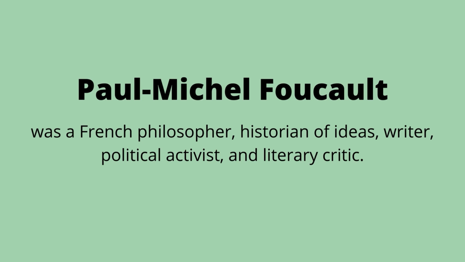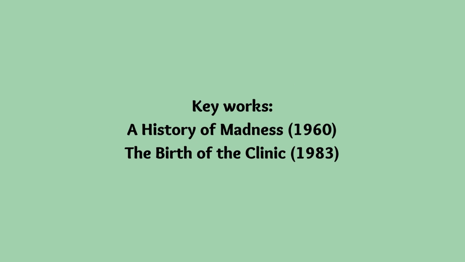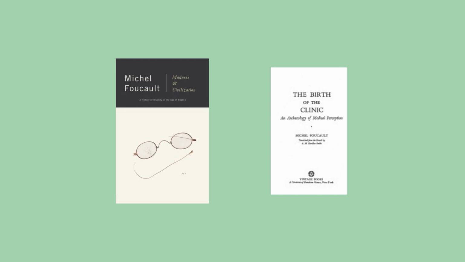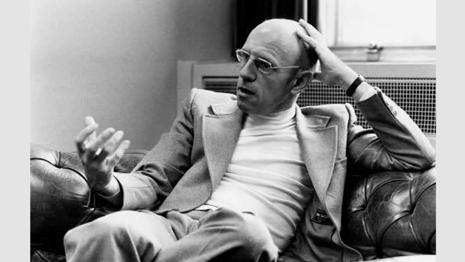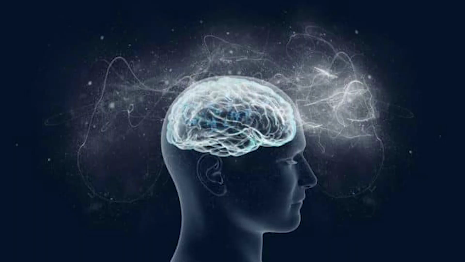His key works are many, but I'll just name two. The first key work is A History of Madness, first published in the year 1960. Another very key work is The Birth of the Clinic, published in the year 1983. In both of these works, Foucault first laid the foundations of an idea that would later become the most important idea, the most powerful idea that shaped his intellectual map.